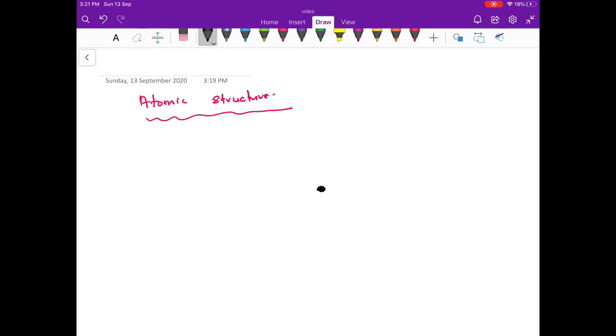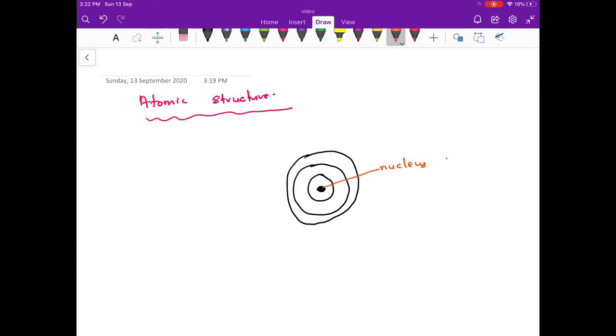Because the topic is atomic structure, it is the nucleus of the atom, and the nucleus is surrounded by the electron, and this is the number of shells that can be occupied by the electron. So as we know, this is the nucleus composed of proton and neutron, while it is surrounded by the electron. This model was actually proposed by Niels Bohr. That's why we call it the Bohr atomic model.